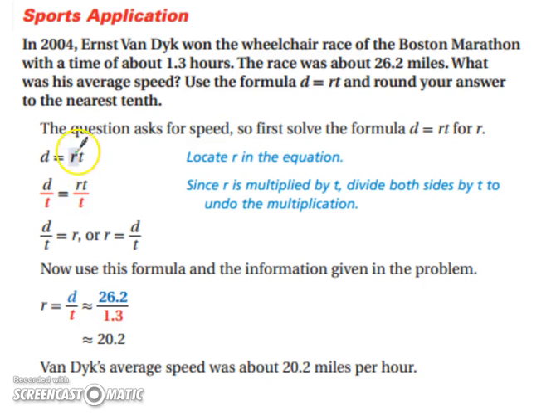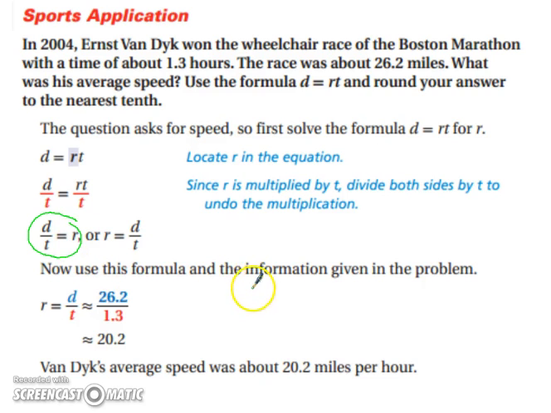So the opposite of multiplication is division. So we're going to divide both sides by T. When we divide both sides by T, the left side's going to have D divided by T equals R. So now R is all by itself.